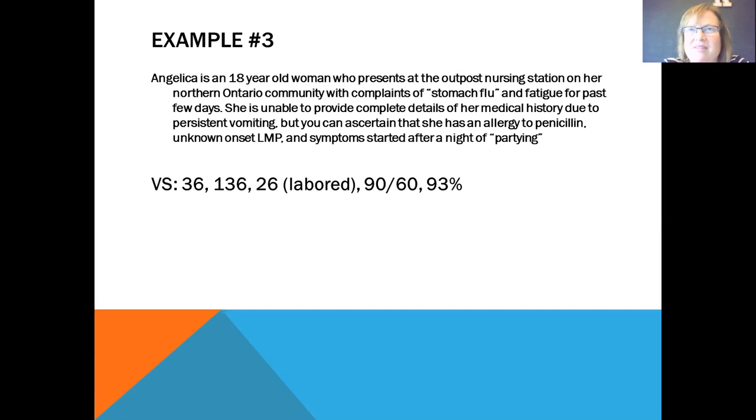Here are her vital signs. Temp 36, heart rate 136, respiratory rate 26 and labored, blood pressure 90/60, O2 sat 93%. Pause if you want, take a second, do your up and down arrows, your check marks, and your gold stars, and let's see where we end up in just a second.